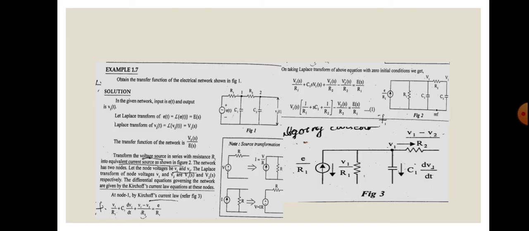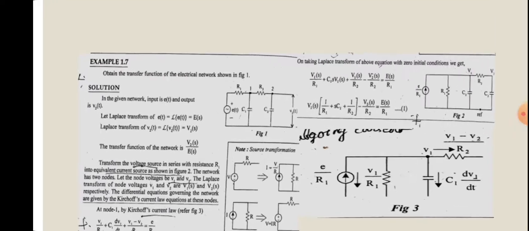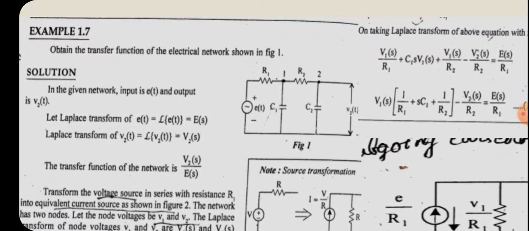So the first example is for the electrical system, which contains electrical components. The first question is: obtain the transfer function of the electrical network shown in figure 1. Figure 1 contains an electrical network, and you can see that in that network there is a voltage source E(t), and resistor R1, resistor R2, capacitor C1 and capacitor C2.